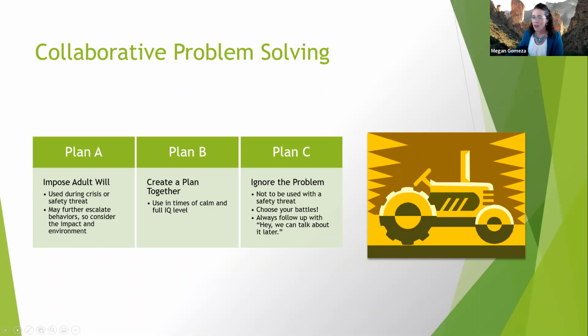So collaborative problem solving functions on the idea that there are times to plan together, there are times to ignore the problem or the behavior, and there are times that you must impose adult will. Plan B, the collaborative problem solving method, is creating the plan together. Plan A and Plan C are part of collaborative problem solving too, but they are kind of the guide rails for us. So I'm going to tell you a story about collaborative problem solving, and then I would like for you to give an example of a conflict with a client that might be resolved by collaborative problem solving, okay? All right, and there's a reason there's a tractor on this side.